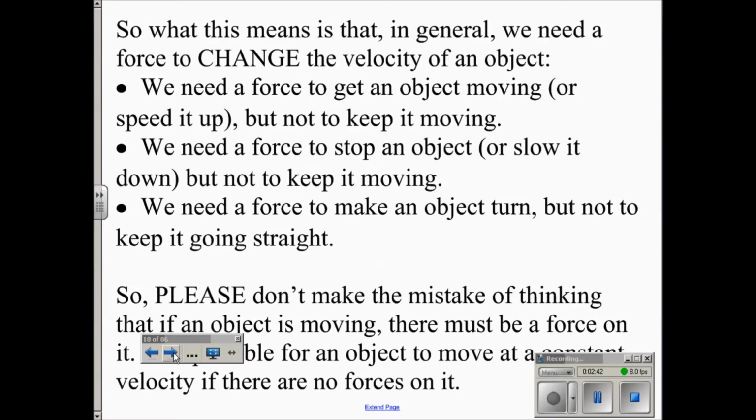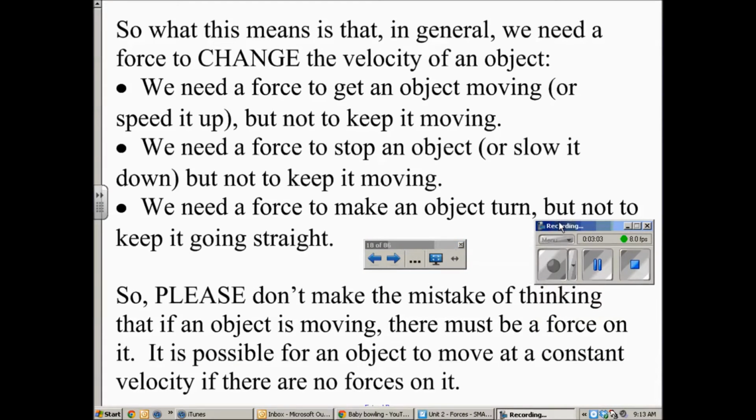Okay? So what this means is that, in general, you need a force to change the velocity of an object. You need a force to get an object moving or to speed it up, but not to keep it moving. You need a force to stop an object or to slow it down, but not to keep it moving. You need a force to make an object turn, but not to keep it going straight. All right? So please don't make the mistake of thinking that if an object is moving, there has to be a force on it. It's possible for an object to move at a constant velocity, even if there are no forces on it. And we're going to see that as we walk through a couple examples here.